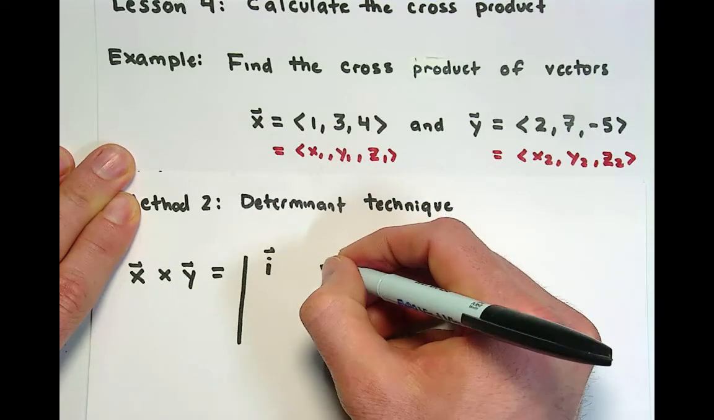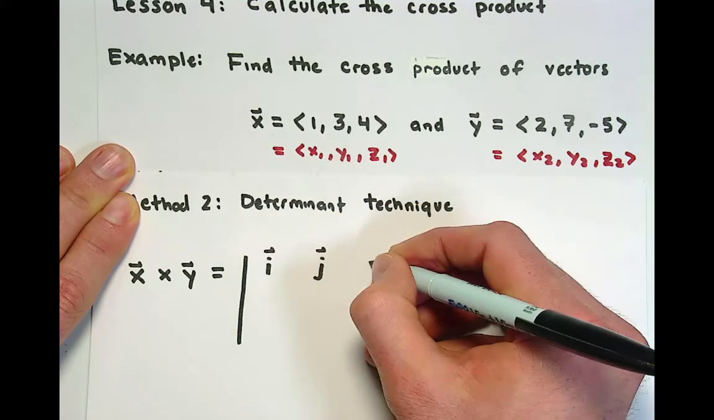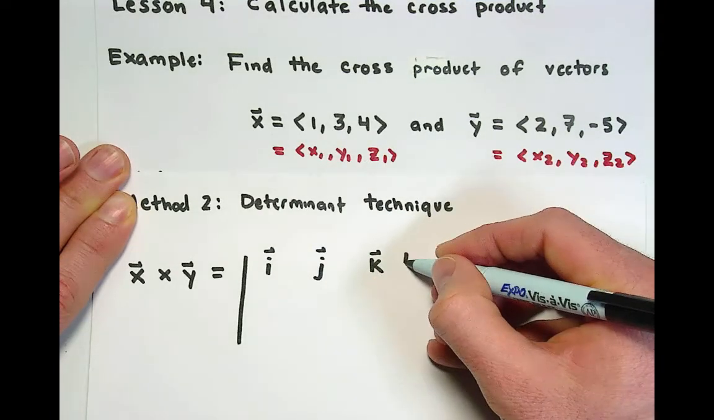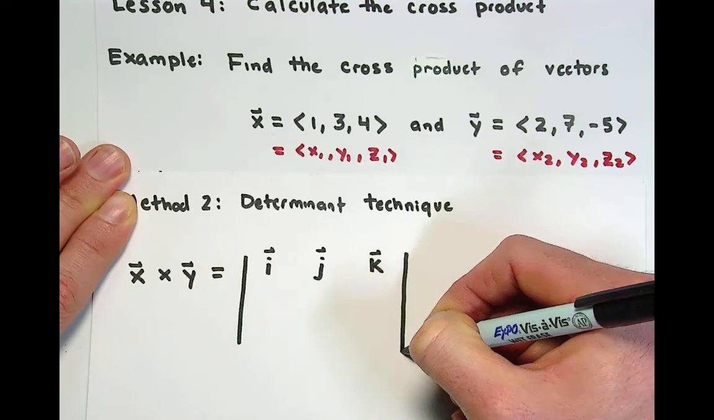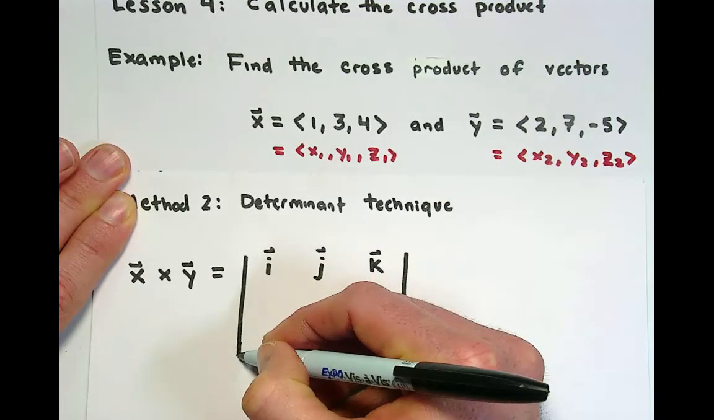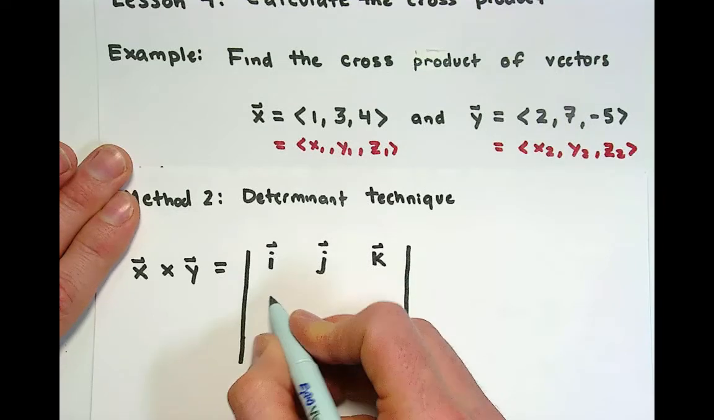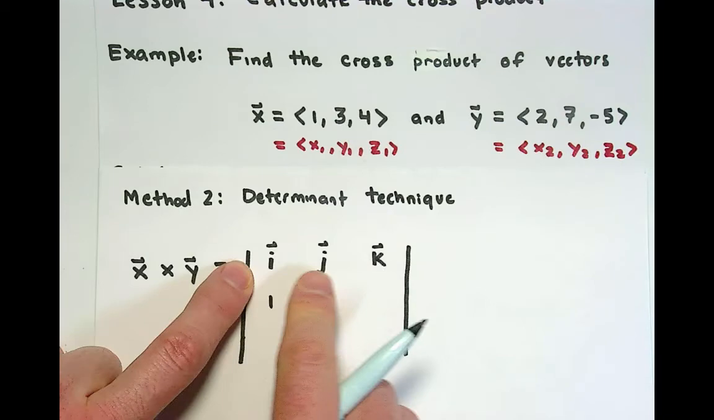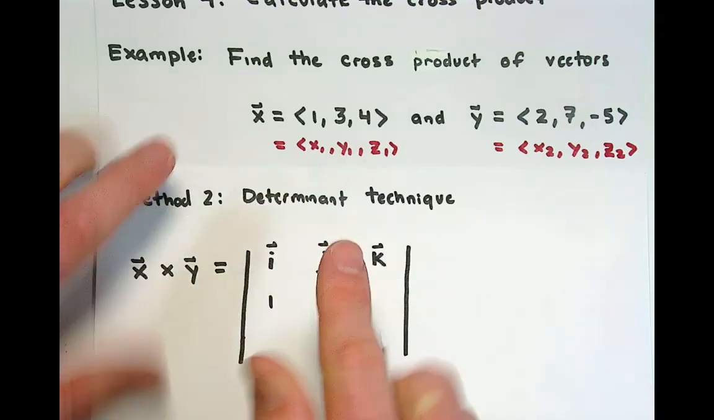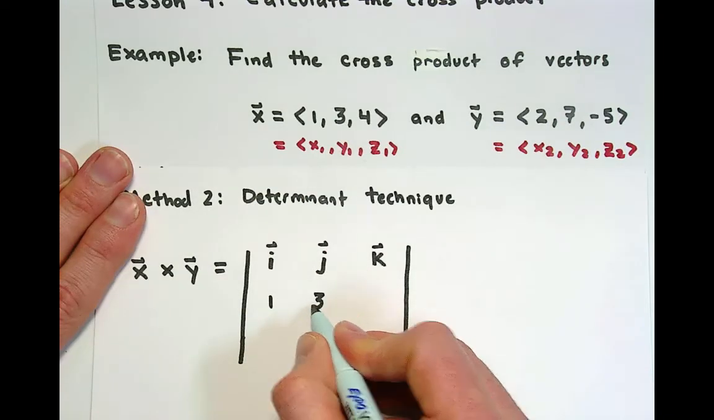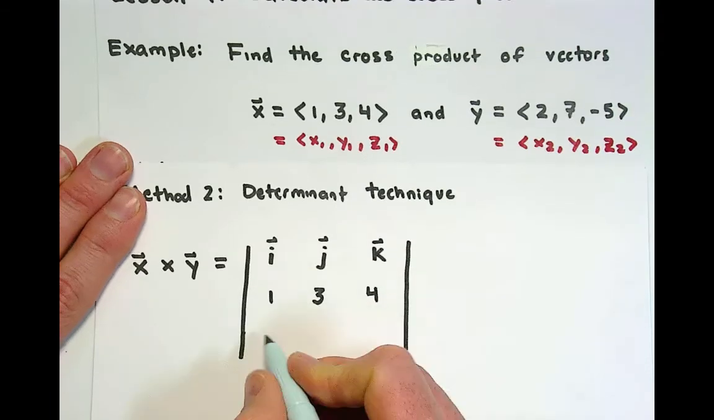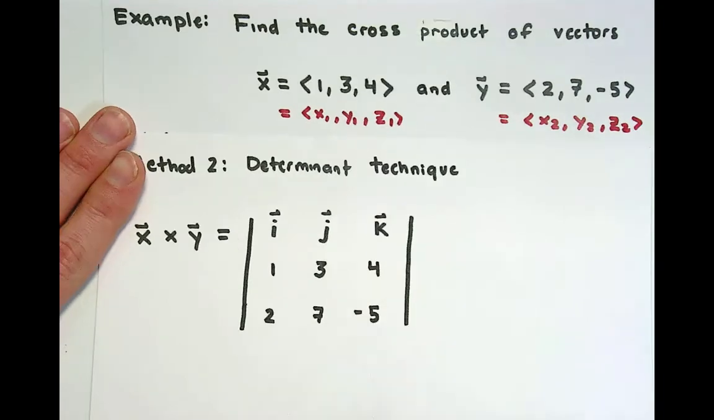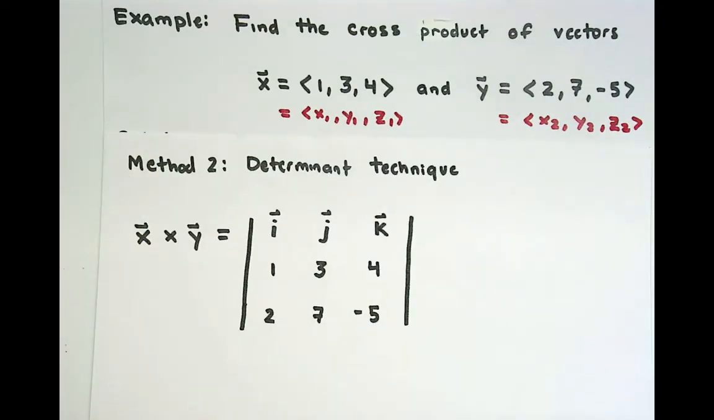Determinants, I love determinants. They're not my favorite linear algebra topic, but they are actually quite interesting from the standpoint of some of the things that allow you to do in numerical analysis, which is kind of fun. So here in the determinant, you're going to write i, j, k at the top, and then you'd write the vector x right down in the second row of this matrix, and the vector y in the third row of this matrix.